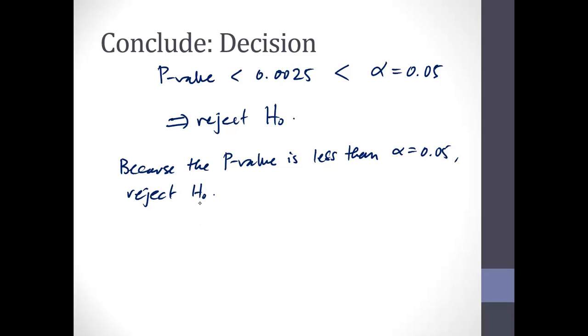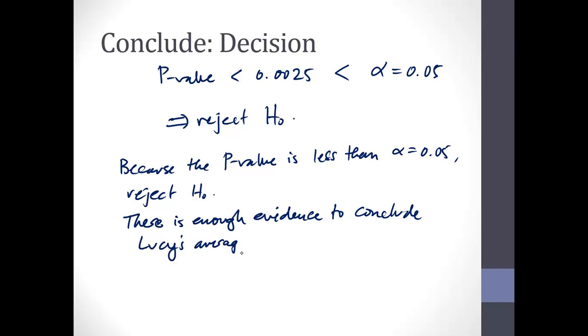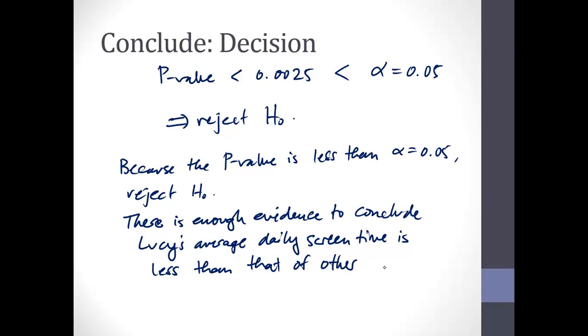which means that, so my usual interpretation here is that there is enough evidence to conclude, and then since I've rejected the null hypothesis, I want to say what the alternative hypothesis says. So we've concluded that Lucy's average daily screen time is less than that of other children under 12.